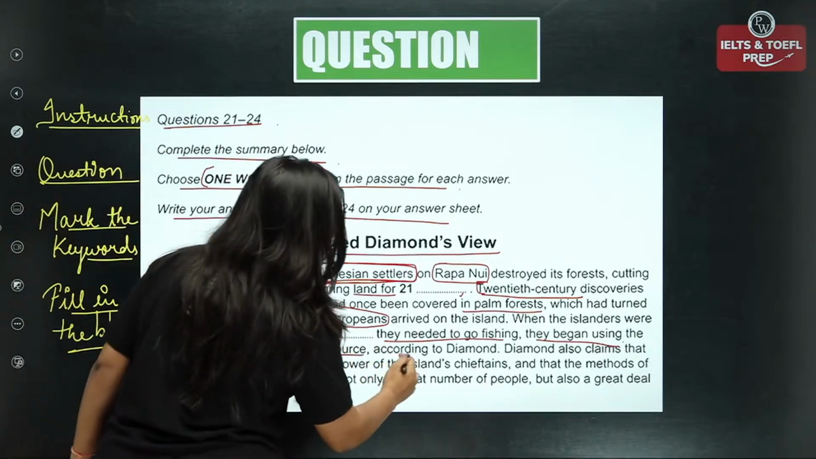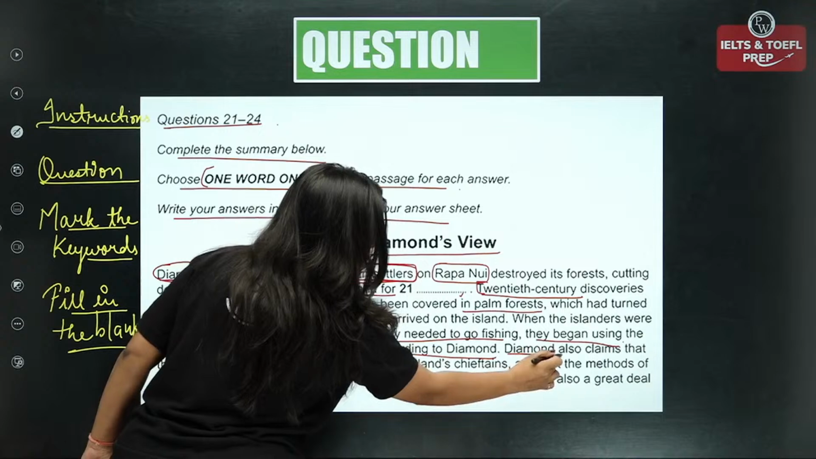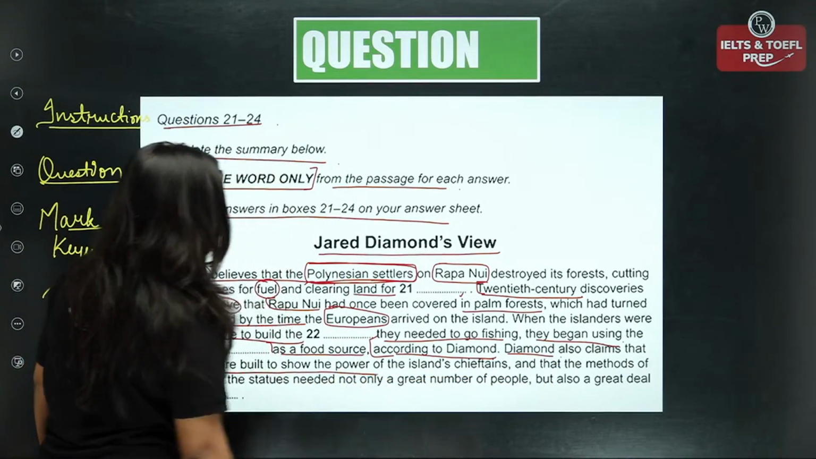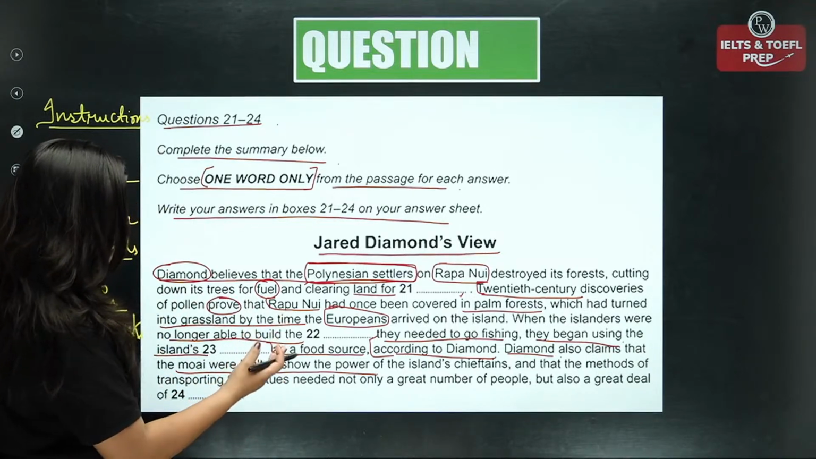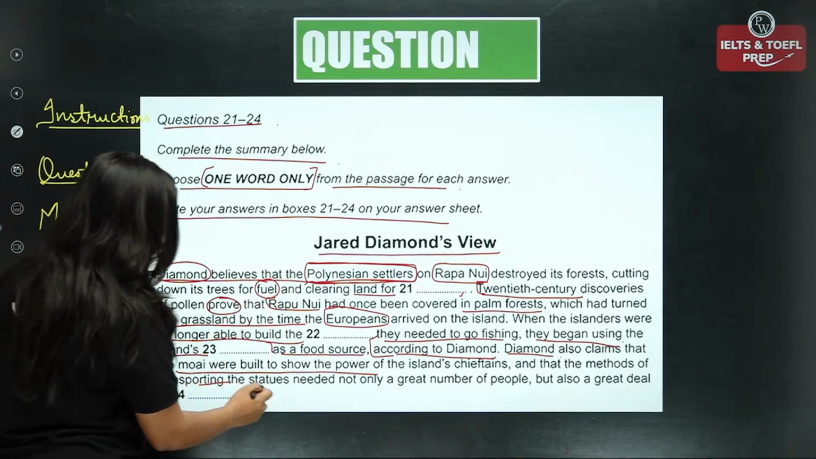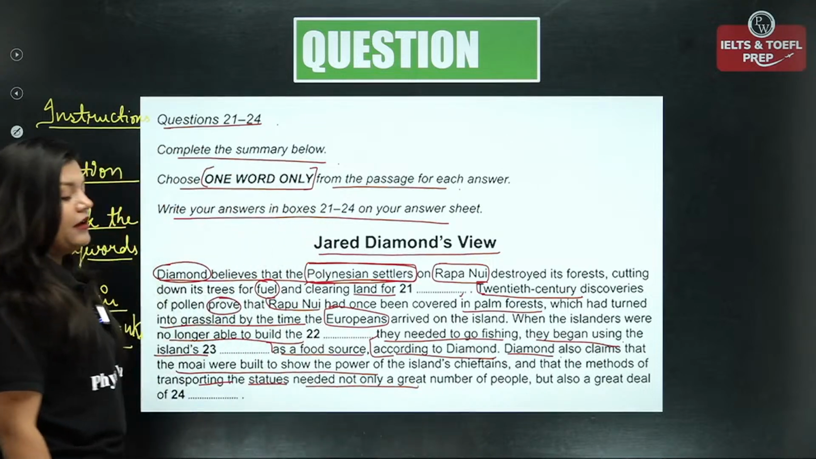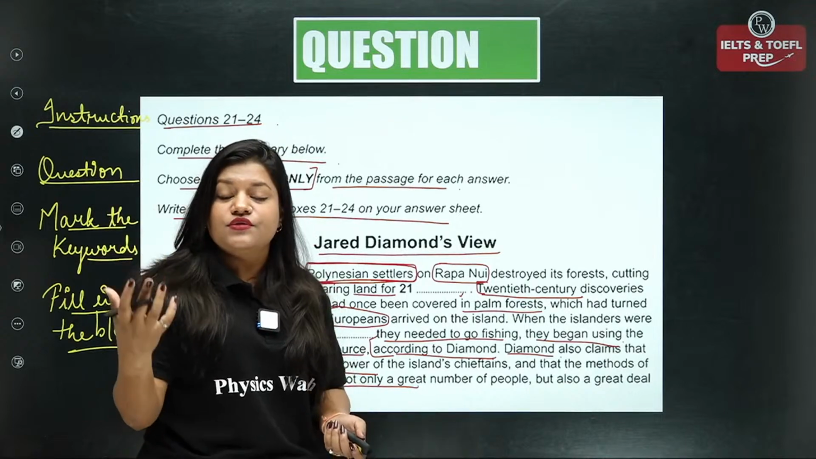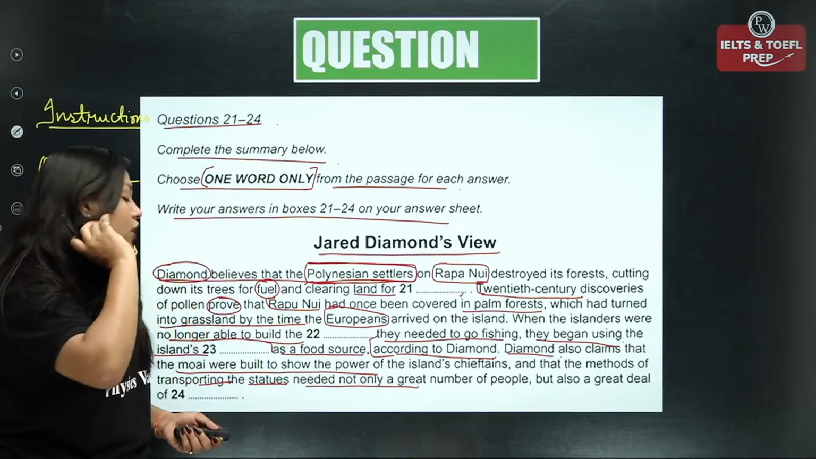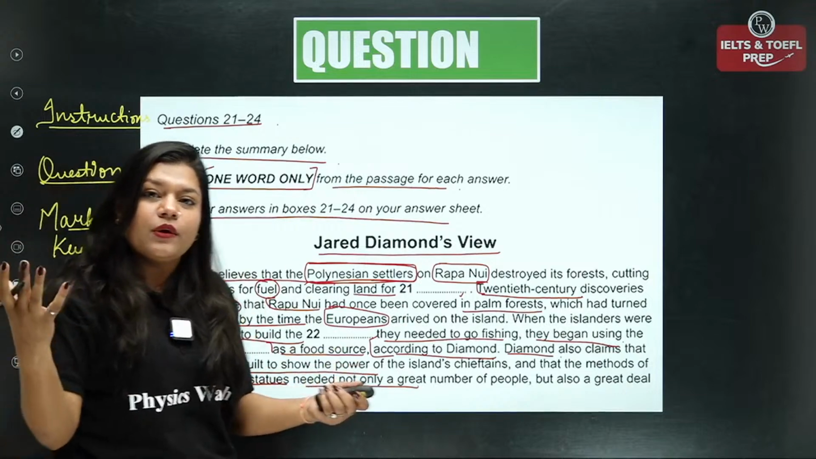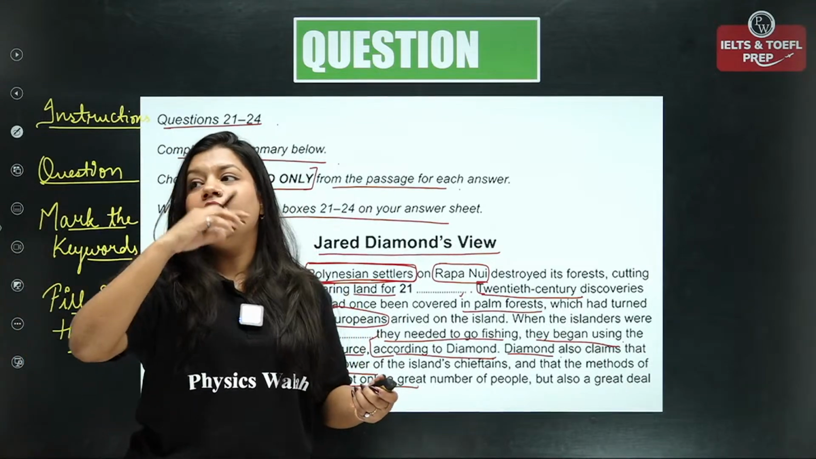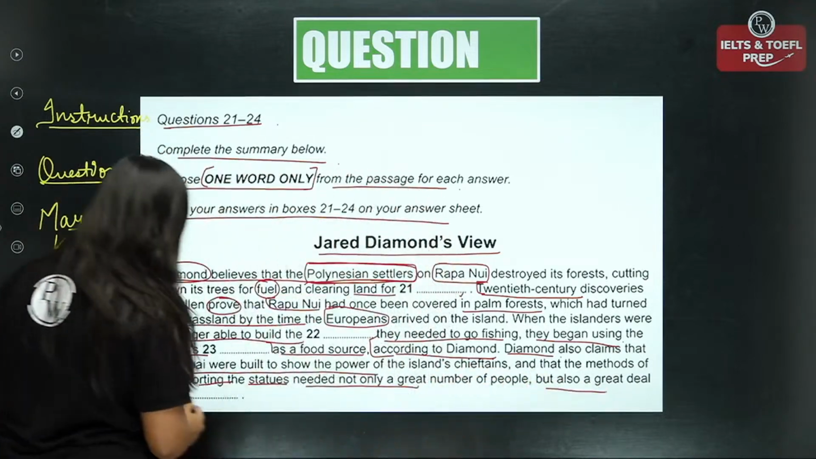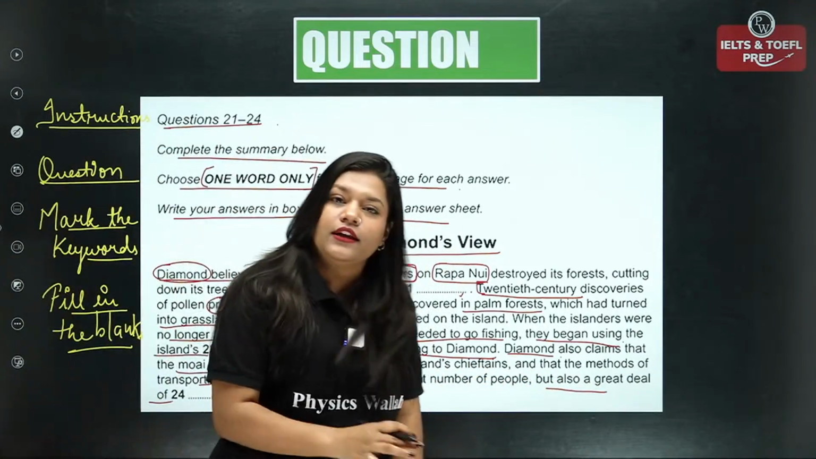Okay, according to Diamond, he also claims that the Moai were built to show the power of island chieftains, and that the methods of transporting the statues needed not only a great number of people. So those methods of shipping the statues required not only a great amount of people, but also a great deal of dash. So you're going to get all the information in the passage.